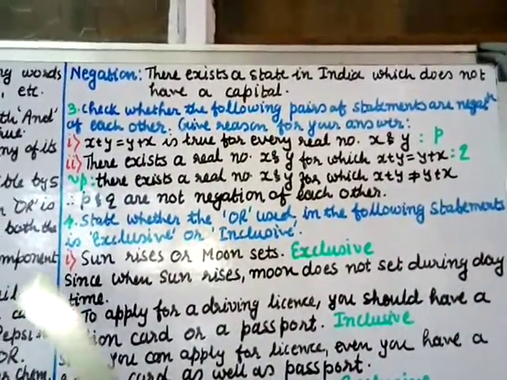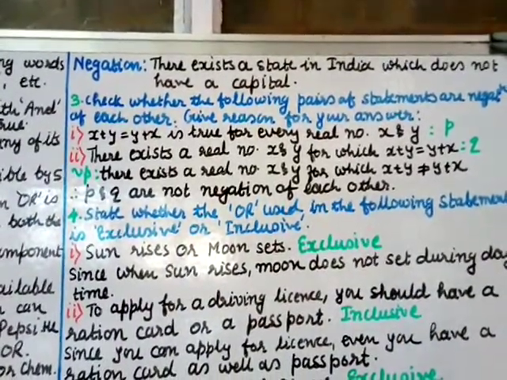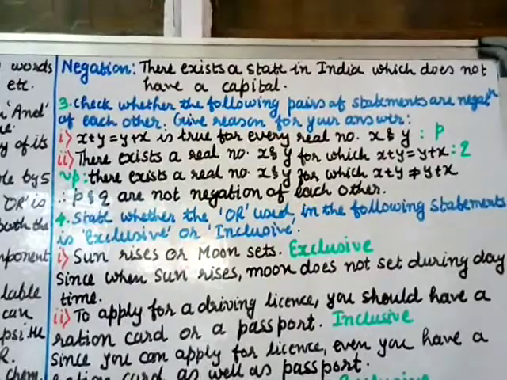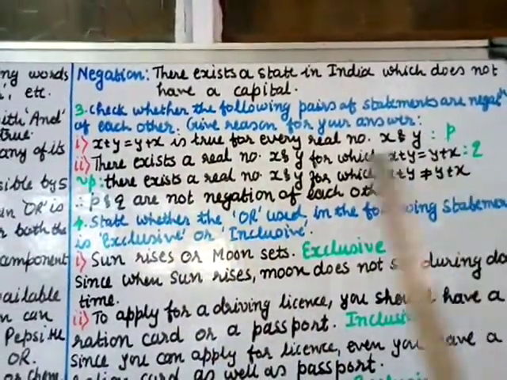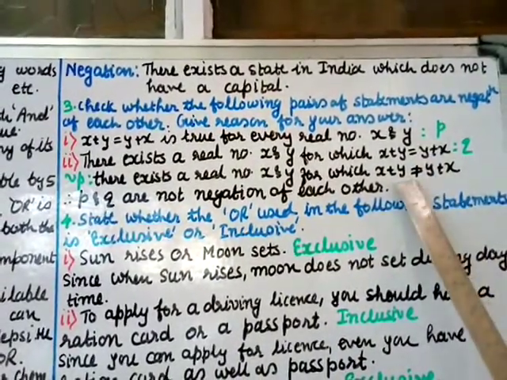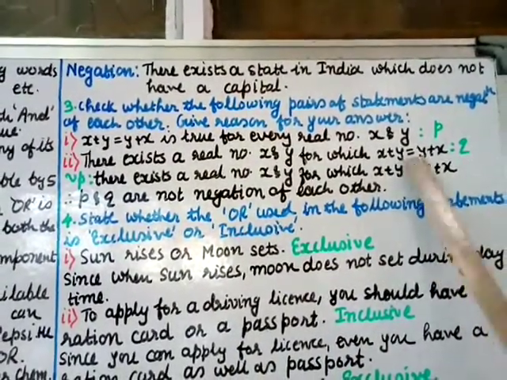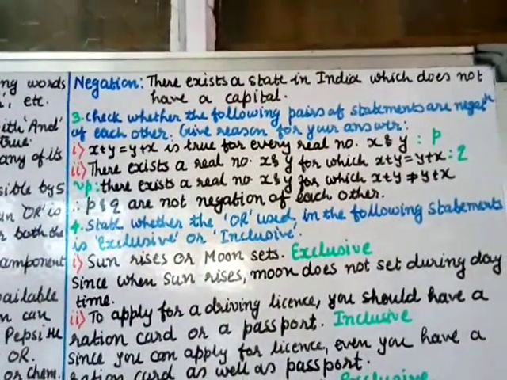So what we can say, therefore, P and Q are not negation of each other. Why? Because they mean the same. Okay, P and Q mean the same thing, right? Because if I write the negation of this, it should be the opposite of this, but you can see the negation of this is not equal to, but here comes equal to. That means P and Q are not negation of each other, they are the same statements.